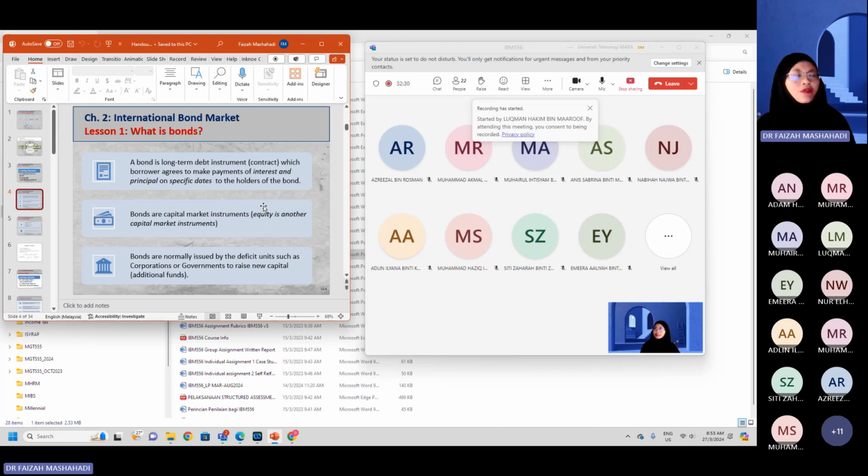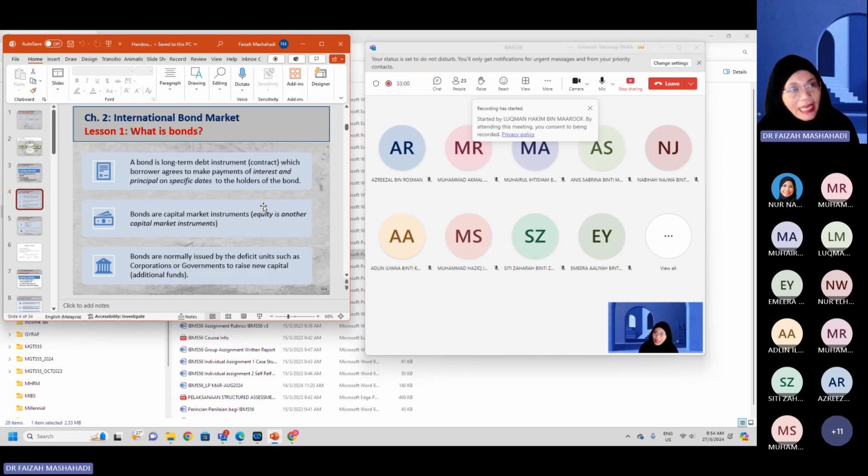This is an alternative to debt issued by a bank. If you are not so interested in applying for a loan from financial institutions, the second alternative is to issue bonds. Bonds are under the capital market. They are not under financial institutions and intermediaries. They are under the capital market. So the keyword is long-term debt instrument. It is a debt.